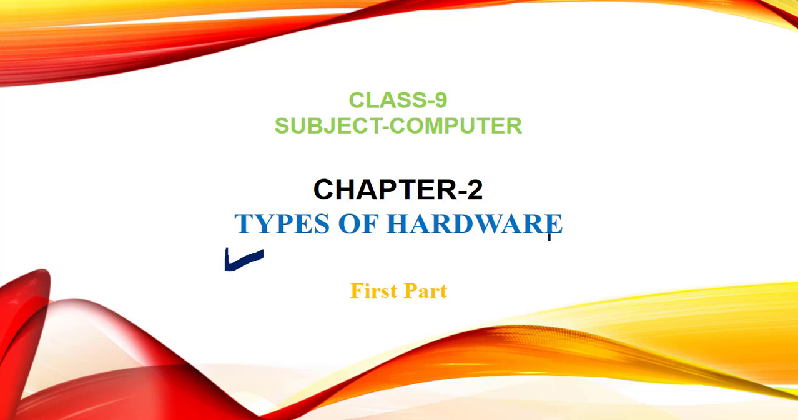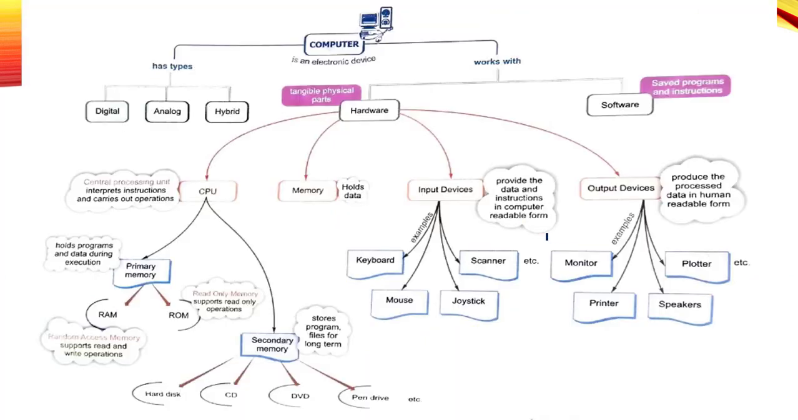Now let's begin. Before starting that, we have to revise some previous concepts that we have discussed. In the previous chapter, I told you that a computer is an electronic device. It means it only works on electronic signals. Our computers have three types. These three types are digital, analog and hybrid computers.